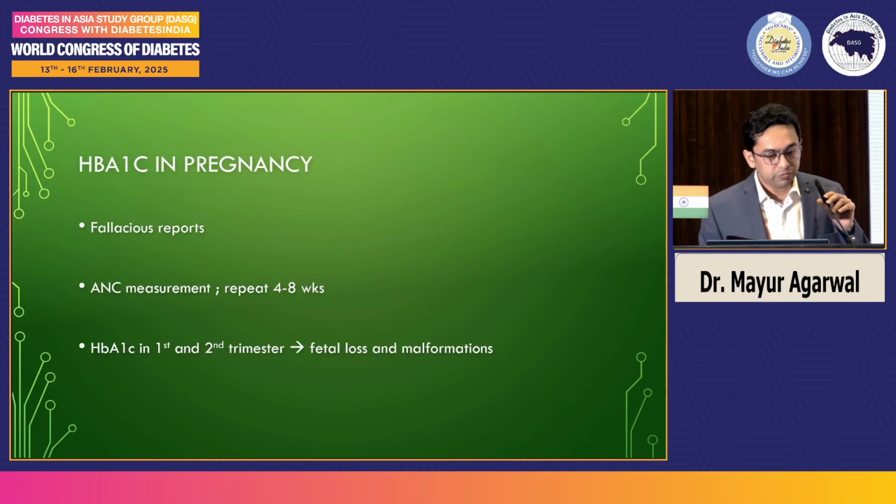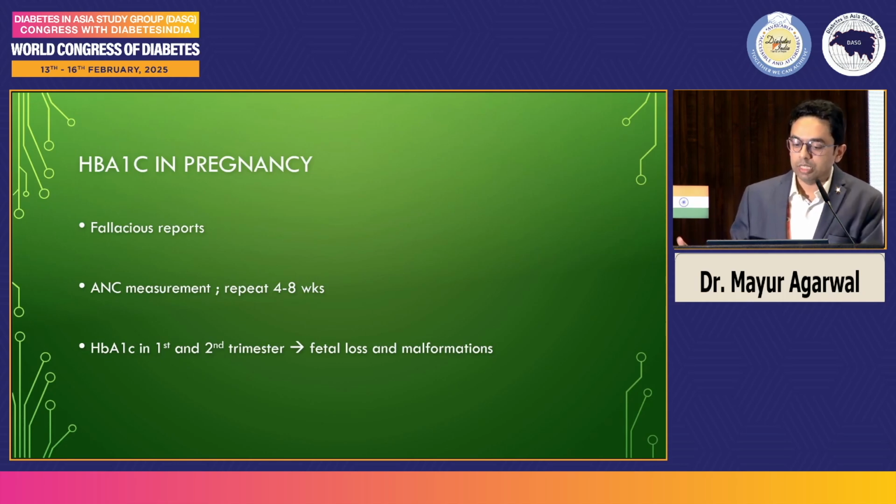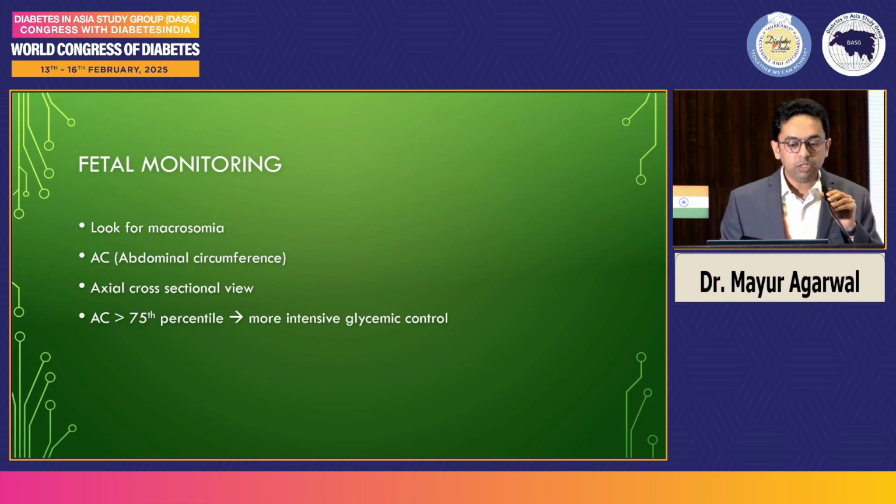HbA1c in pregnancy is fallacious because of hemodilution, but in the first and second trimester we have data that it has some correlation with fetal loss and malformation, and the ANC measurement of this HbA1c should be repeated in the first trimester. Okay. For fetal monitoring, you have to look for macrosomia, and that is through your abdominal circumference. If it is more than the 75th percentile, more stringent sugar control is required.